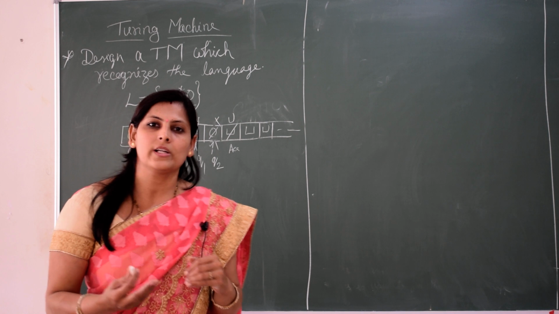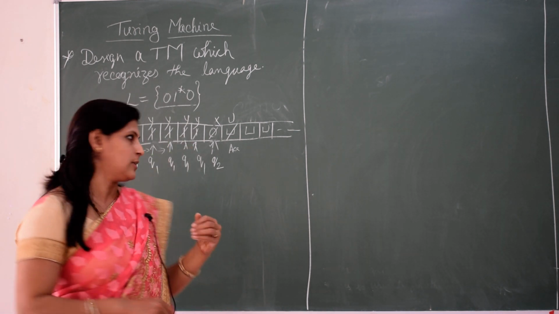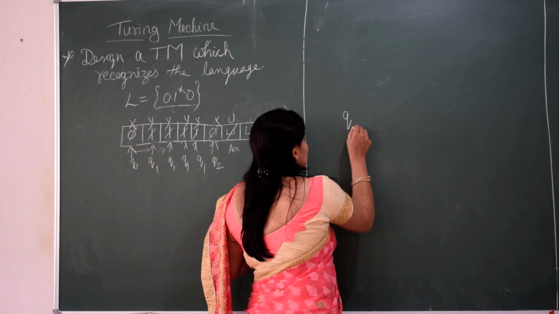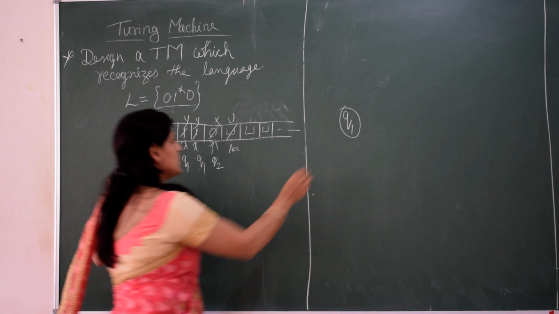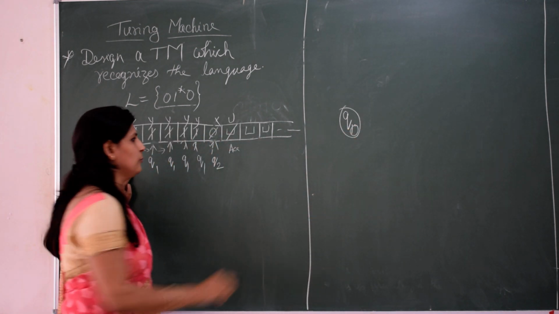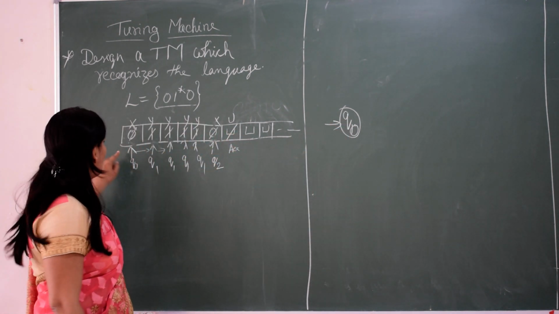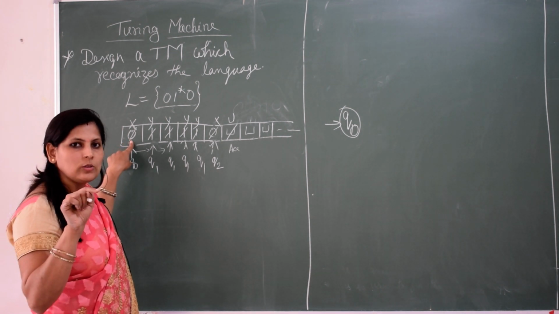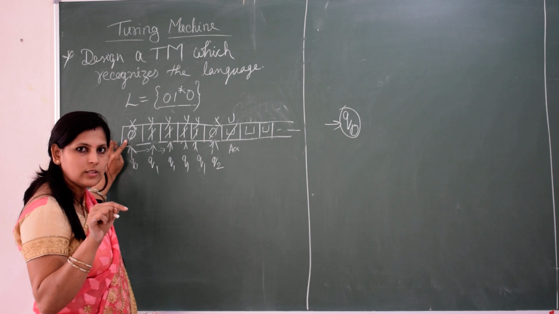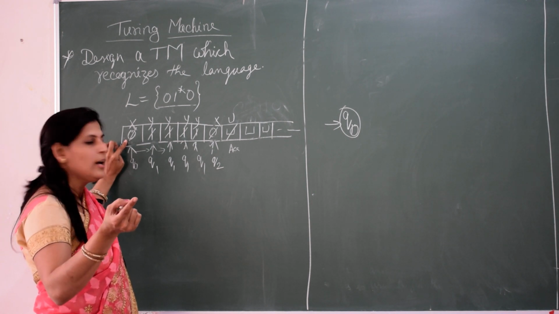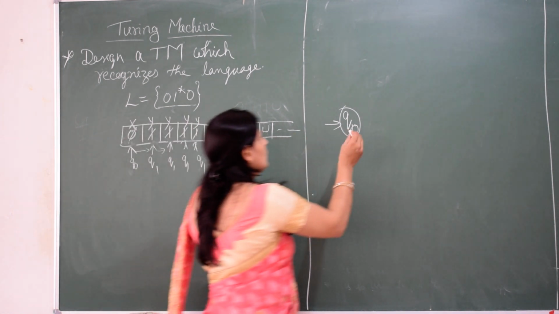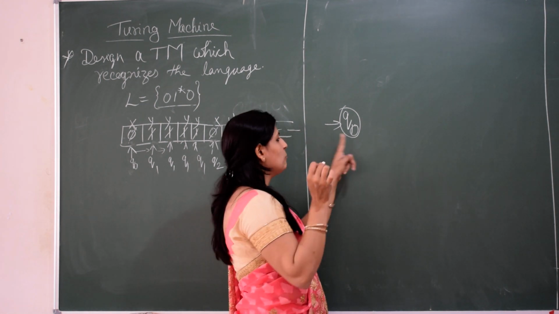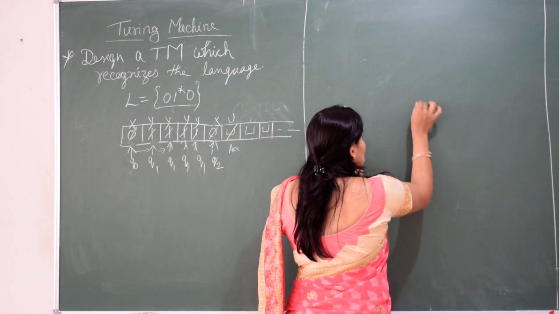Now we'll see how it is represented graphically. We'll start with Q0, this is my start state. At the Q0 start state, by reading 0, we'll update this 0 with X and we'll move right. So we are at Q0, my start state, and by reading this, I'll move to Q1.